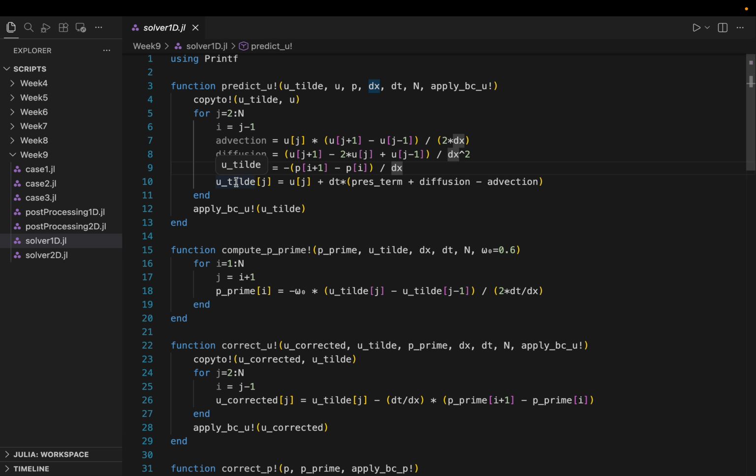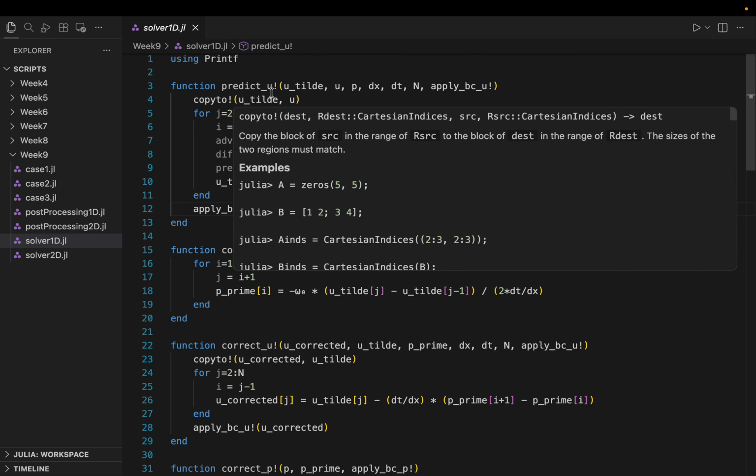And then from this we'll correct the velocity. u tilde is u plus delta t times pressure term plus diffusion minus advection. So this will give me the u tilde, and this we are only doing at the internal cells, so we have to update the boundary conditions. So this function does that update. I've not written what this function is, because this will change from problem to problem.